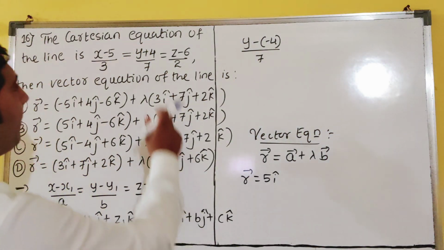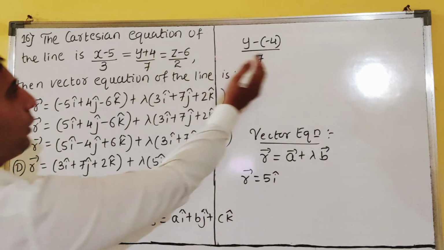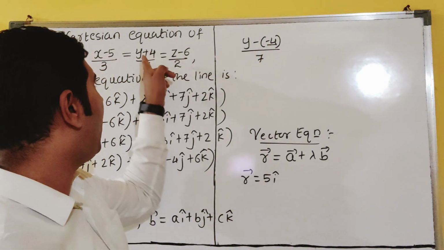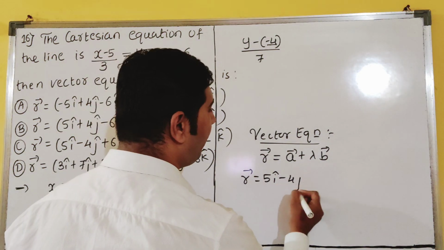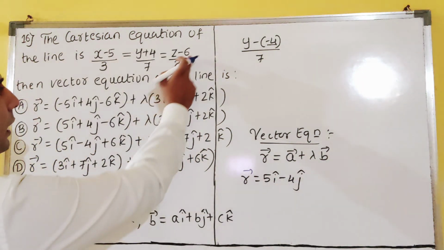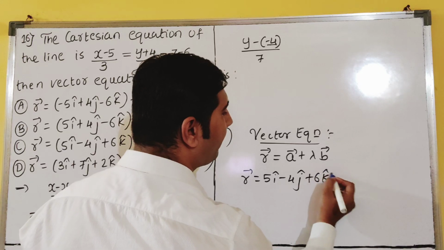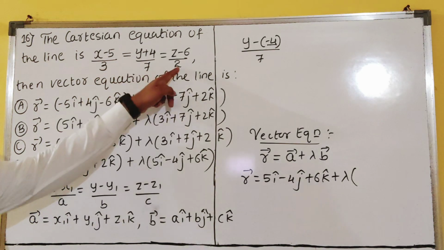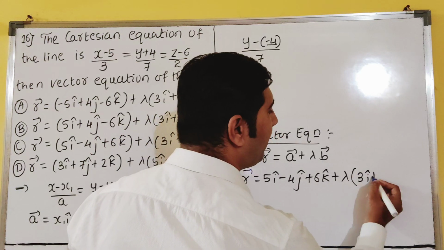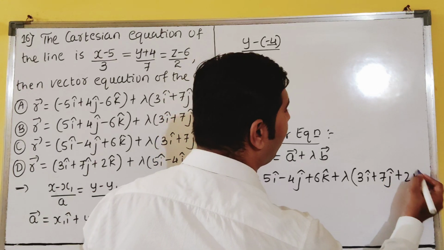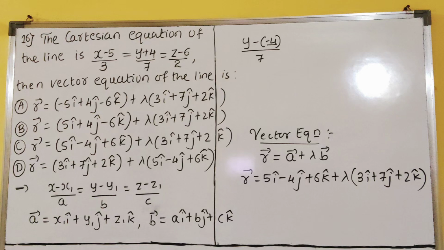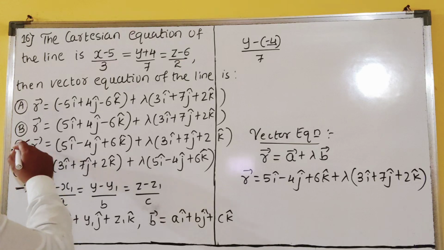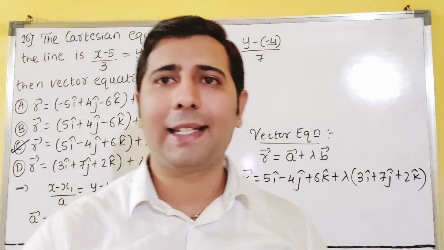So what can I write? y1 is what here? Minus 4. Can you see? y minus y1, y1 is minus 4, so minus into minus is plus 4. That is minus 4 j cap, and z1 is 6, so 6 k cap. Lambda into vector b: b is a, b, c, which are 3, 7, 2. So 3 i cap plus 7 j cap plus 2 k cap. So this is our answer, dear students, which matches: 5, minus 4, 6, 3, 7, 2. That is matching with option C, dear students. So C for cake is our answer.